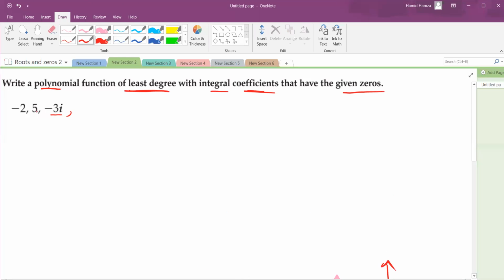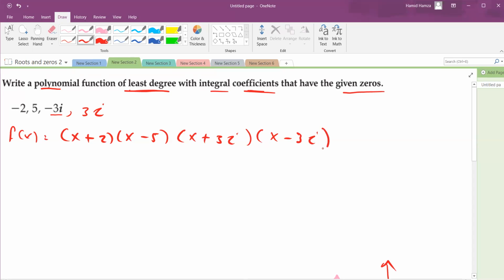But what if it's like this? We don't have a real number here. So the conjugate of this one will be 3i. Now this polynomial has 3 factors. It's very easy, guys. So let's change it to factors. So f of x will be x plus 2, x minus 5, x plus 3i, x minus 3i.